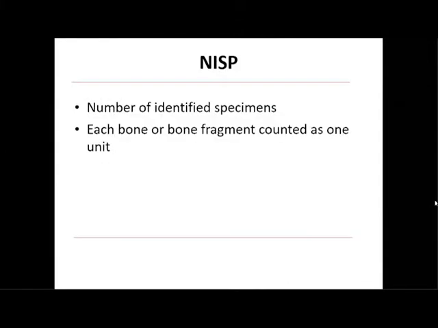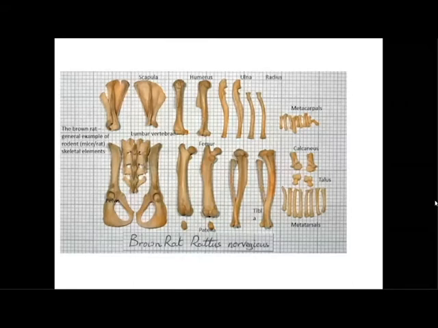So NISP, as I said, is the number of identified specimens, and you count each bone or fragment as one unit. A good example is the skeleton of a brown rat, and you can see the various individual skeletal elements. So each one would be counted as one, and the total number would be your NISP.